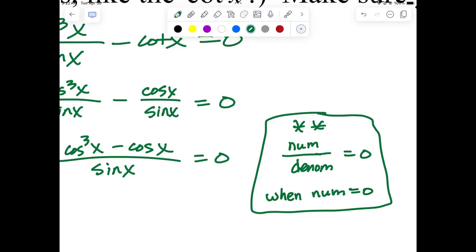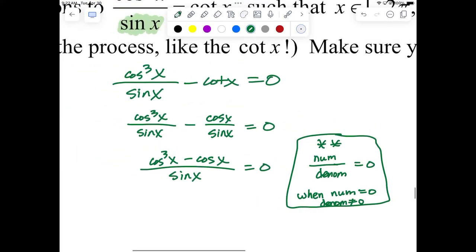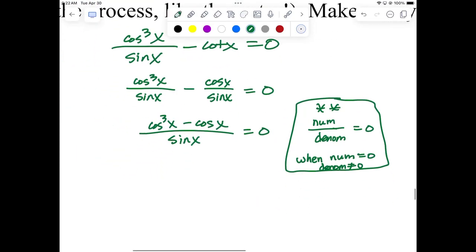If you have a single fraction and you want to know where it's 0, all you've got to do is set the numerator equal to 0, as long as the denominator is not 0. The denominator cannot be 0. We already said that in the beginning: sine of x can't be 0. So let's go ahead and set the numerator equal to 0. Cosine cubed of x minus cosine of x equals 0. But I'm going to put a little note to myself that sine of x can't be 0. In other words, if I solve the numerator and there happens to be a value in that solution set that also makes the denominator 0, I've got to toss it out of the solution set because it's not in the domain.